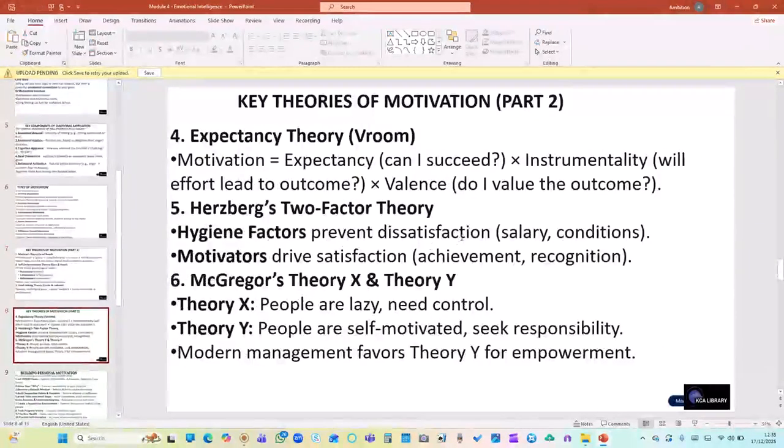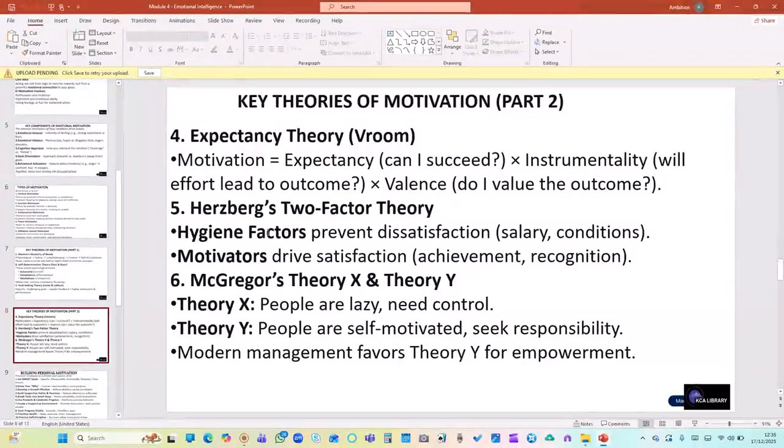Let's move further with the theories of motivation part 2, expectancy theory, propounded by Victor Vroom, who said that motivation is equal to expectancy, can I succeed, multiplied by instrumentality, which is will effort lead to outcome, times valence, which involves do I value the outcome. So he said that motivation equals expectancy multiplied by instrumentality multiplied by valence. So motivation is made up of expectancy, instrumentality, and valence.